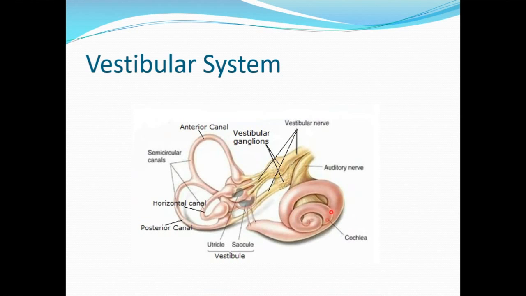You know that this is a cochlea, okay? The cochlea branches out into the auditory nerve. You'll learn more about that as you read up more on the auditory system, okay? But what we're focusing on here are the semicircular canals. These are the semicircular canals that send messages that eventually go to the vestibular nerve.